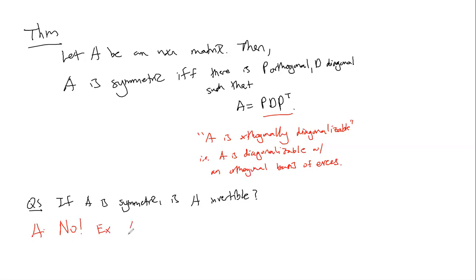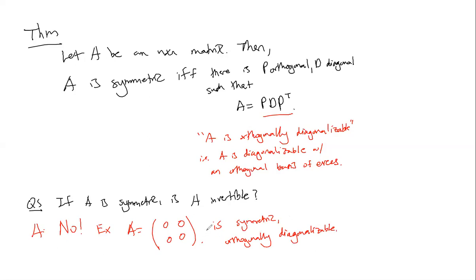So let's take, for example, this matrix. This is a perfectly good matrix. Or even you could take the 1 by 1, 0 matrix. This is symmetric. It's orthogonally diagonalizable, but it's not invertible.